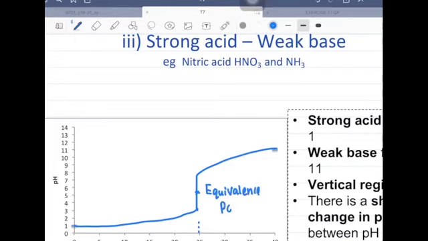And that point is where neutralization is happening. But sometimes, because it's a big, drastic change, we cannot possibly identify or pin exactly where the equivalence point is. So we just take the middle point. Okay.